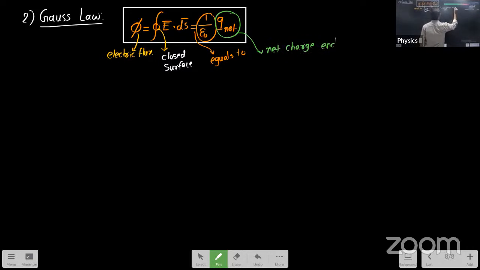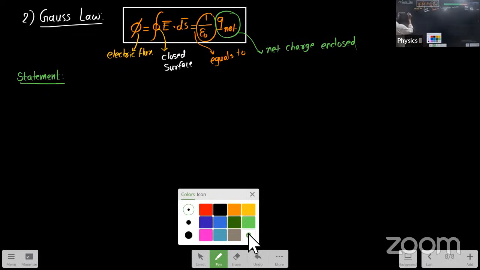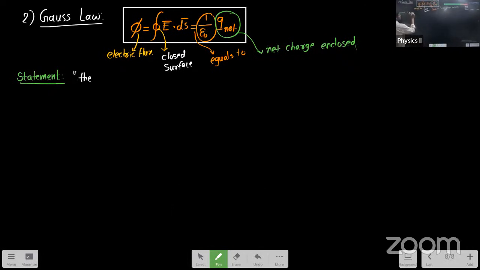If you are able to remember this formula, you can directly write down the statement. I will be telling the statement, everyone listen carefully. What is this? This is called electric flux. What is this? This is the closed surface. And what is the name of this symbol? The name of the symbol is equals to. And what is this Q net? It represents the net charge enclosed. So if I want to write the statement of Gauss law, how will I be writing the statement? See here. What is this? Electric flux. The total electric flux.